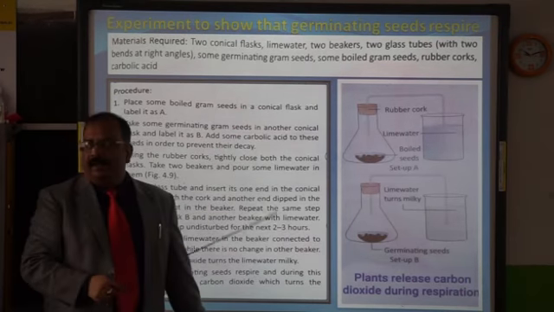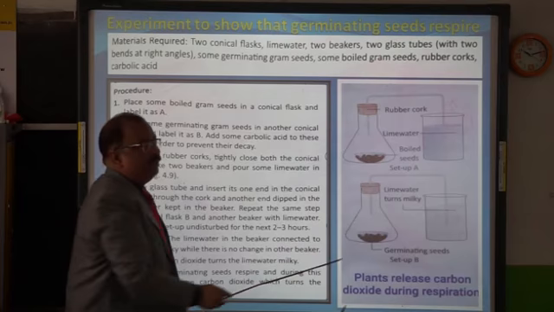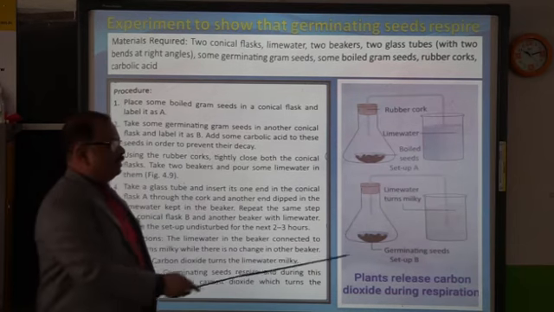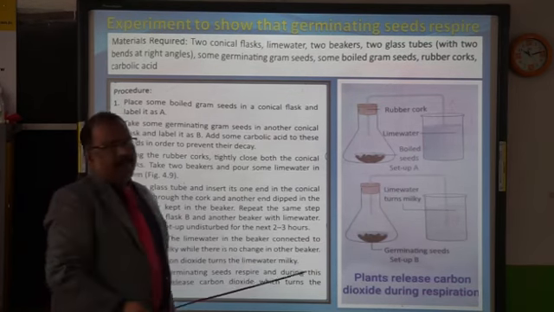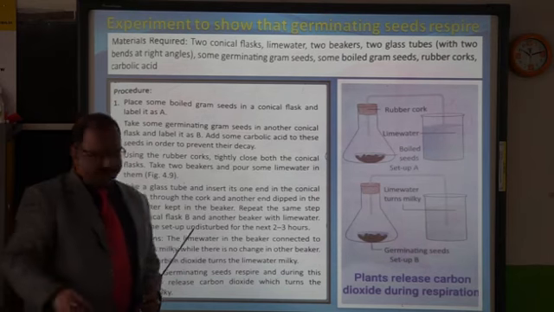So they are respiring and what are they doing? They are producing a gas which is nothing but carbon dioxide. It is proved because the lime water has turned milky. Carbon dioxide turns lime water milky. Okay.